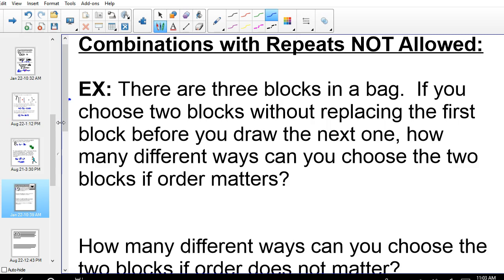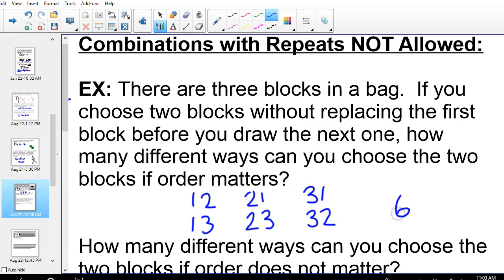I'm just going to call the 3 blocks 1, 2, and 3. All right. So you could choose 1 and 2. You could choose 1 and 3. Let's see. We are not replacing it, are we? Without replacing, no. So you can't get 1 and 1 because once you pull 1 out, you got to get 2 or 3. And so we could also get 2 and 1 or 2 and 3. And we could also get 3 and 1 or 3 and 2. Now, this is the simpler case where order matters. So you've got 3 options for the first one and 2 for the second, which gives you 6 altogether, right?